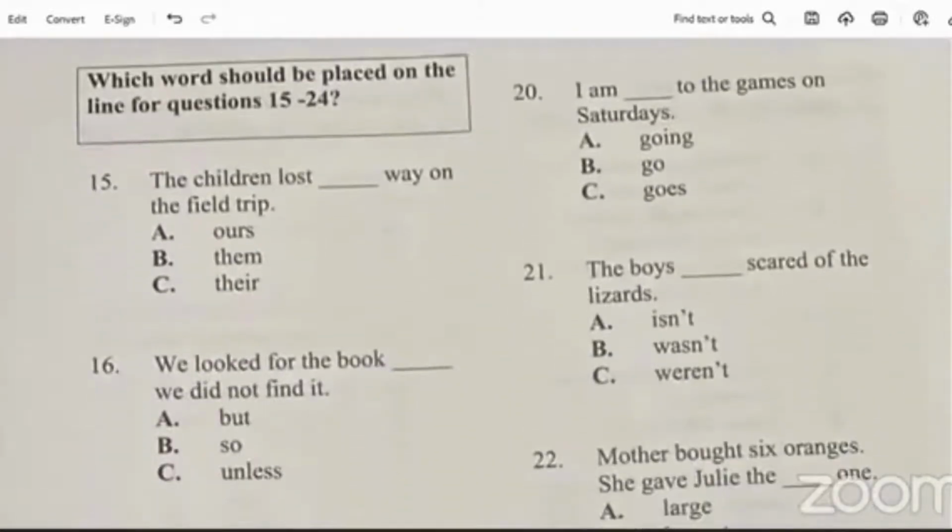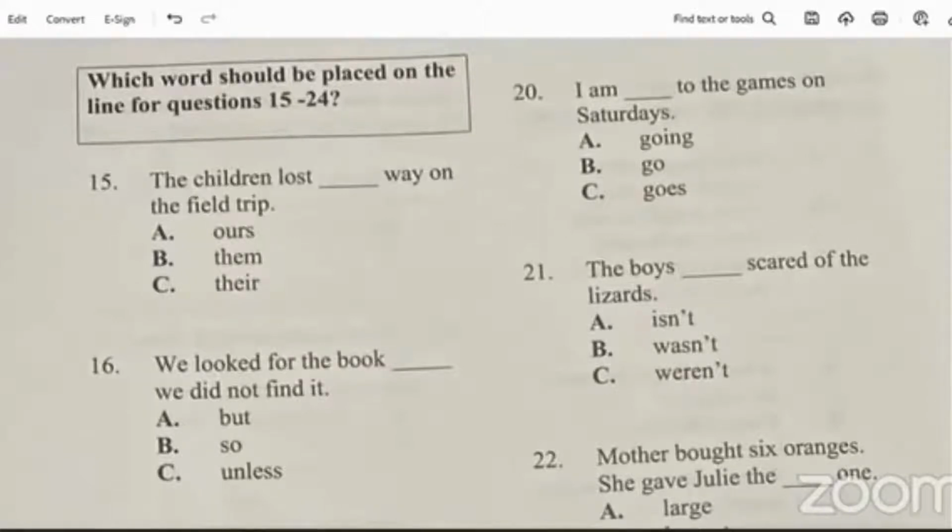Moving along to question 15. And most of these questions, we have seen them before. So those students who were able to watch my videos, you should have got these questions correct because we have seen these questions before. Quite a number of these questions. All right, so question 15. Let's read the instruction first. It says, which word should be placed on the line for questions 15 to 24?